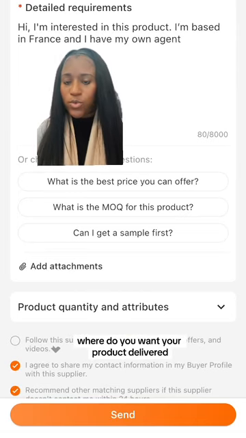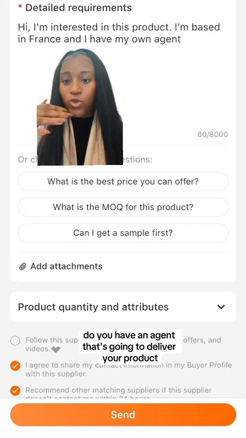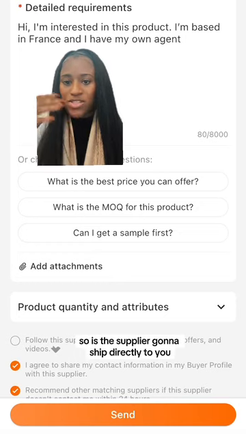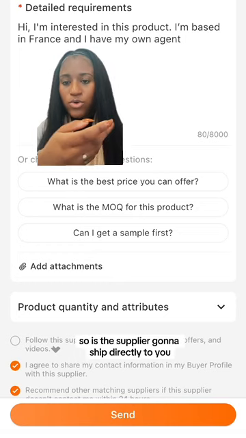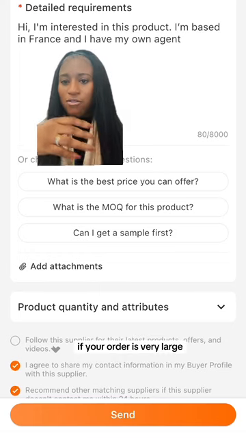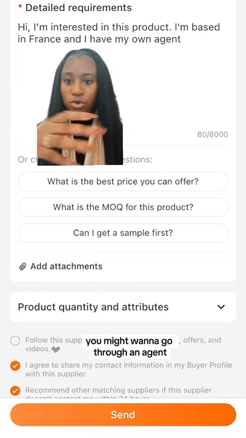The next step is really to just introduce yourself. Where are you? Where do you want your product delivered? Do you have an agent that's going to deliver your product? Agent meaning freight forwarder. So is the supplier going to ship directly to you, or do you want your product to go through a third-party agent? If your order is very large, you might want to go through an agent.